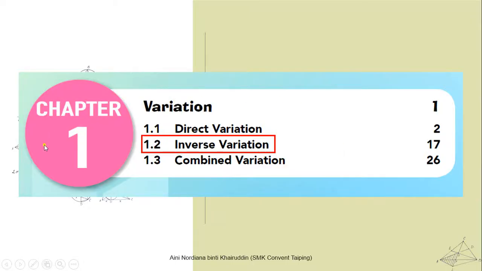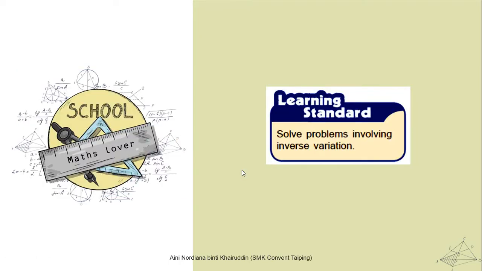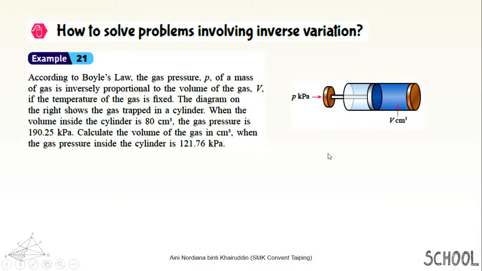So for this video, we will discuss inverse variation and combined variation. This is the last part of inverse variation: solve problems involving inverse variation. So how to solve problems involving inverse variation? Have a look at example 21.